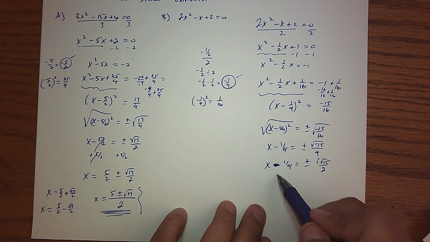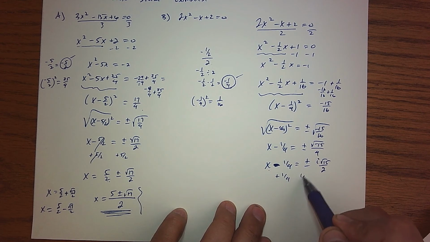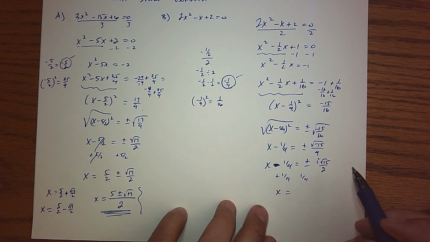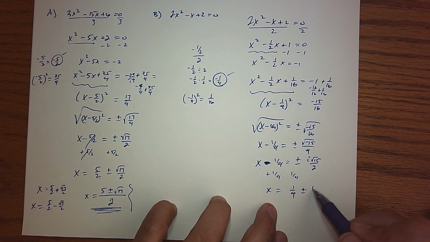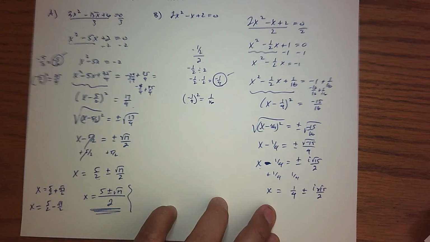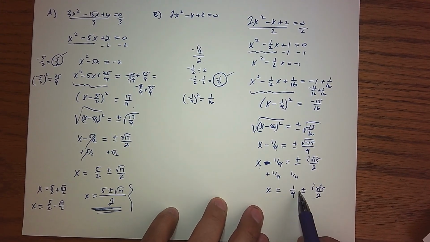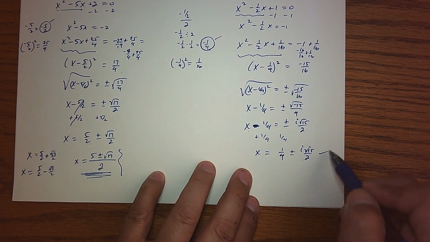To get x by itself, I'm going to add 1/4 to both sides. I don't have like terms, so what we end up with here is 1/4 plus or minus i square root of 15 all over 2. Again, there are two answers there: the 1/4 plus and the 1/4 minus. So that's a pretty solid answer.